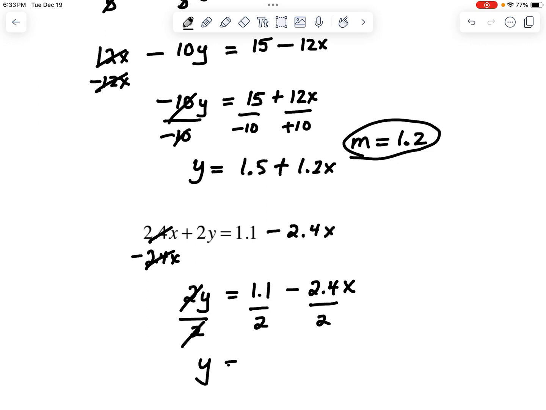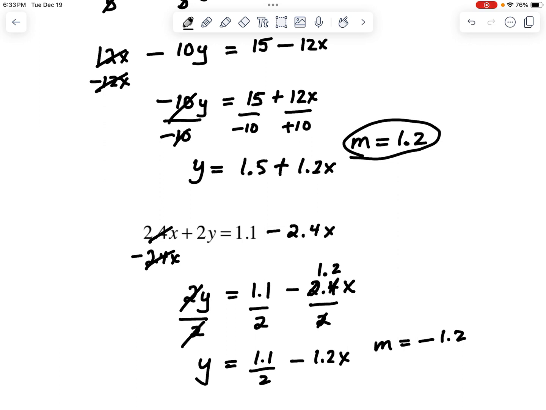And I don't really need to know what 1.1 divided by 2 is, because we're only looking for the slope. And then a 2.4 divided by 2, well, 2 divides into 2 one time, and then leave the decimal, and then 2 divides into 4 2 times. So that means it's a negative 1.2x. So the slope for this one is a negative 1.2.